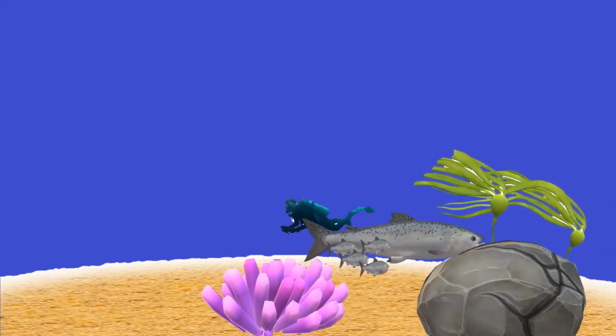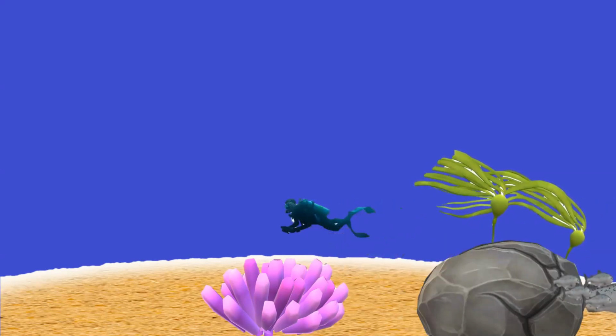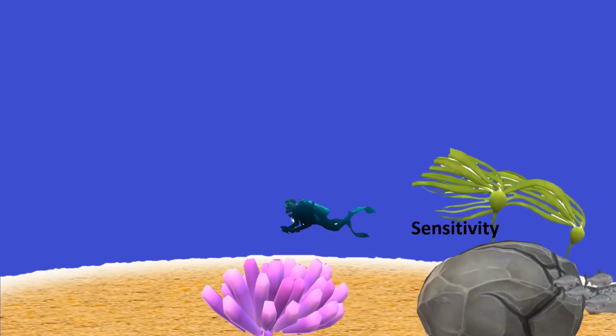Okay, so now see, when divers come near the fish, the fish just vanish away, going to hide behind the stones. That has been able to happen because of sensitivity. So what is sensitivity? It is the ability to sense the environment, to detect changes that occur in the environment. And for that, they use different sense organs such as ears, eyes, skin.